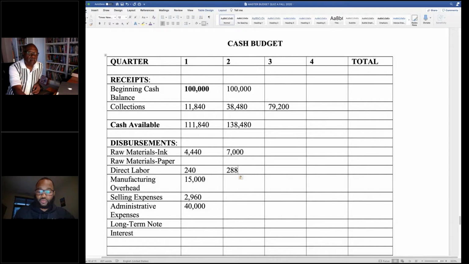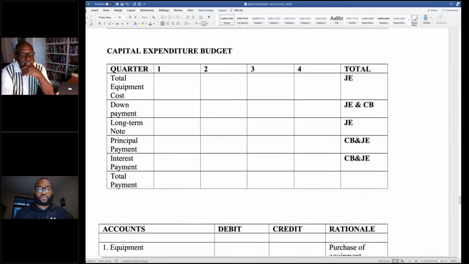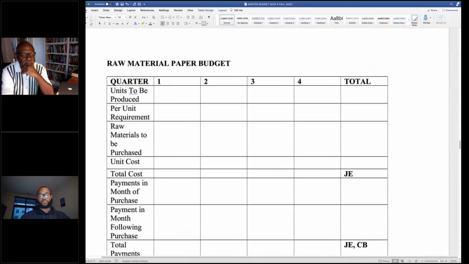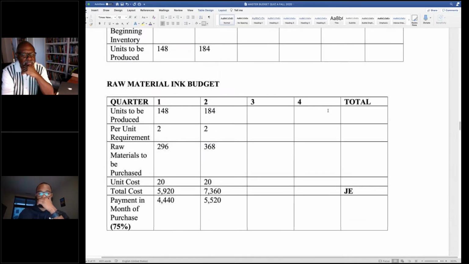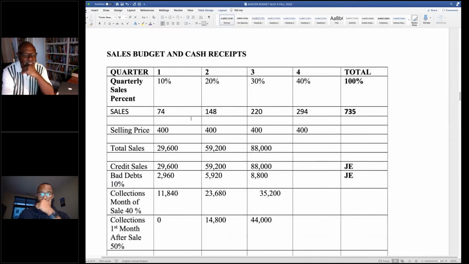Now guess what? Manufacturing overhead is going to be the same. Administrative expenses, since they're fixed, are going to be the same. So they're going to be the same all the way across. You didn't have to do anything. Then we need to see what the sales were. The sales were $5,920. Copy that.